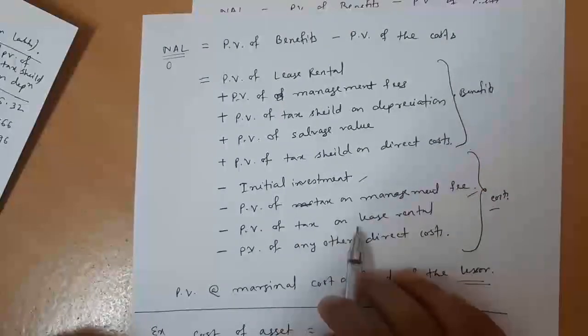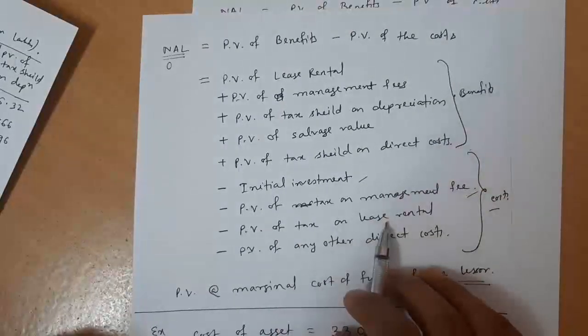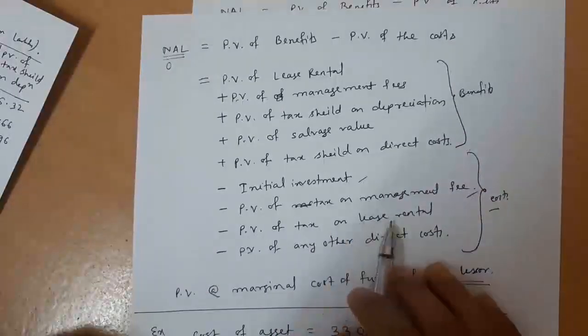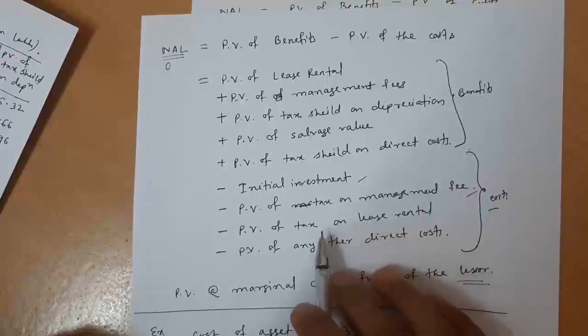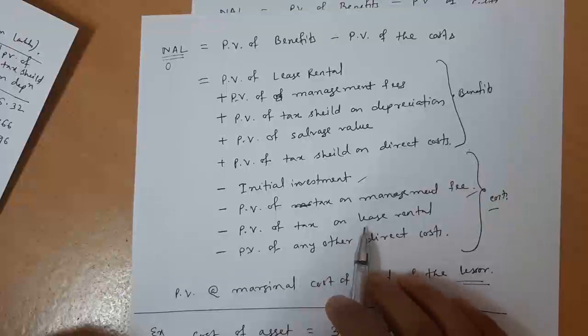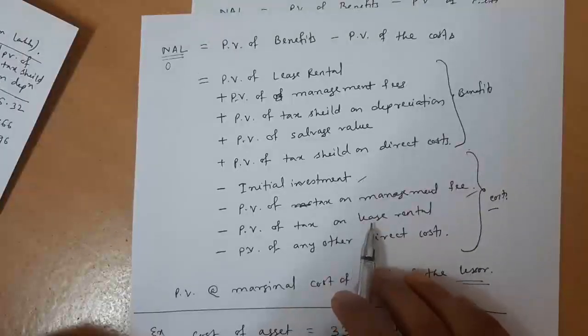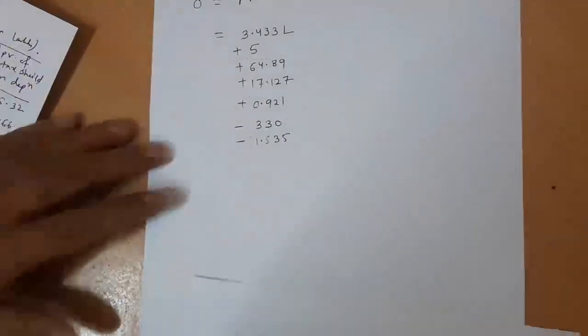Next, PV of tax on lease rental. Okay, the lease rental which you are paying, you have to find the present value of the tax on that, because lease rental is an income for the lessor. You have to pay some tax on that. So what will be the present value of that tax on the lease rental? So how are you going to find it?